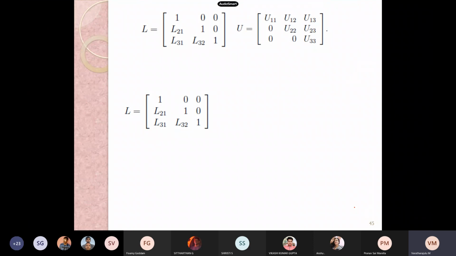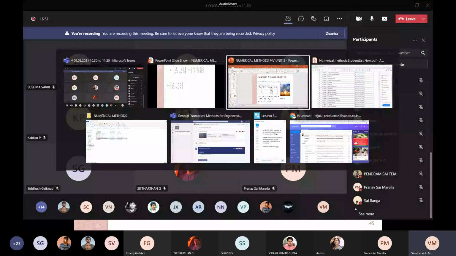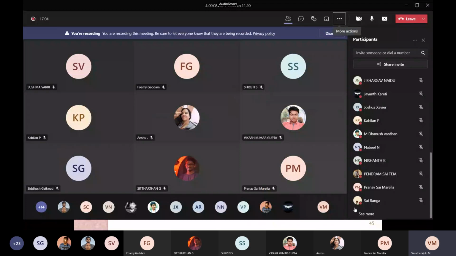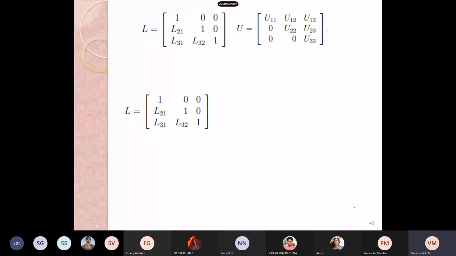Someone, please tell me how we can do matrix multiplication the easier way. Please unmute your mic and tell me. Nabil. So we can multiply corresponding rows and columns, sir. Yes, you tell me how we can get the solutions. Corresponding row and column, sir.